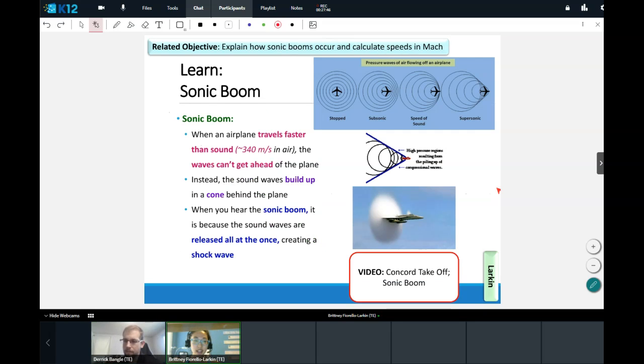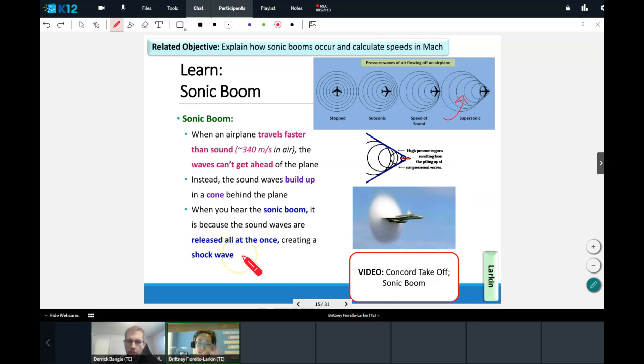All right, everyone, let's talk a little bit about sonic booms. Sonic booms are pretty cool. When an airplane travels faster than sound, the sound waves cannot get ahead of the plane. Remember that the speed of sound in air is about 340 meters per second. So if a plane can travel faster than 340 meters per second, then you are traveling faster than the speed of sound, and at that point, sound begins to build up behind you.